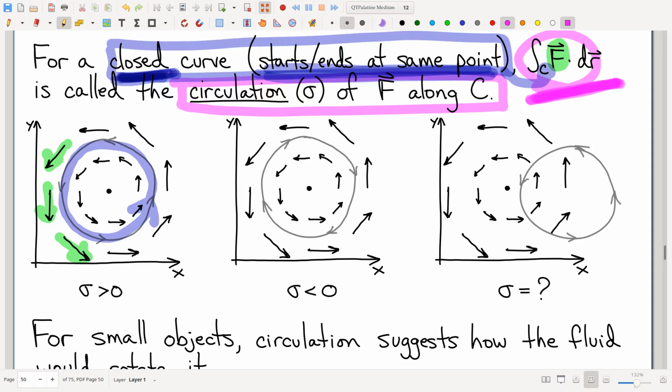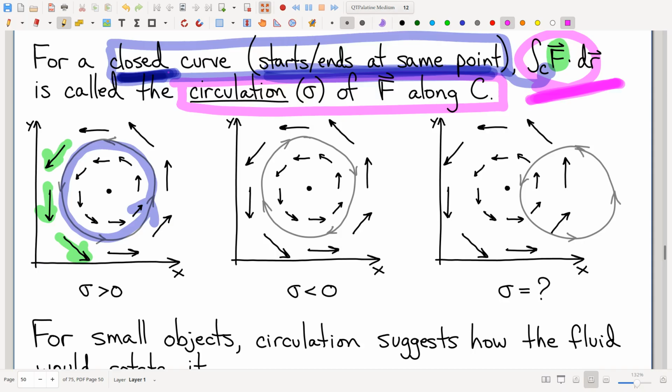So circulation, I think, is a pretty natural reference to the fact that those tangent vectors are going around in a circle. Anyway, it's just a term. How are we doing so far? Everybody with me?